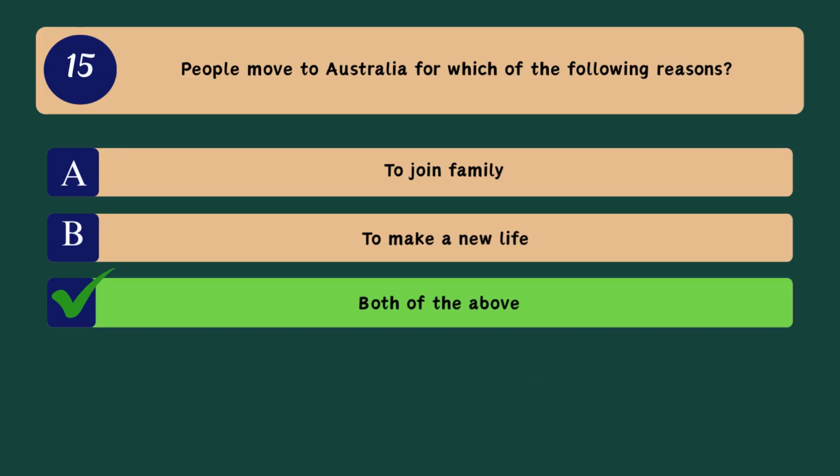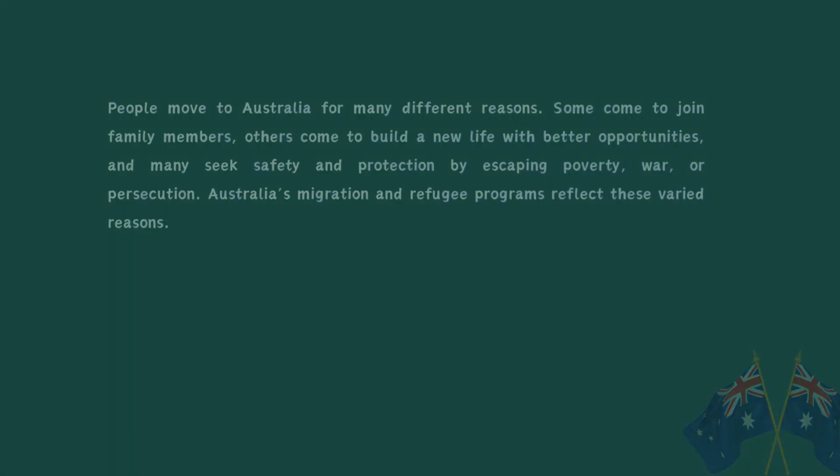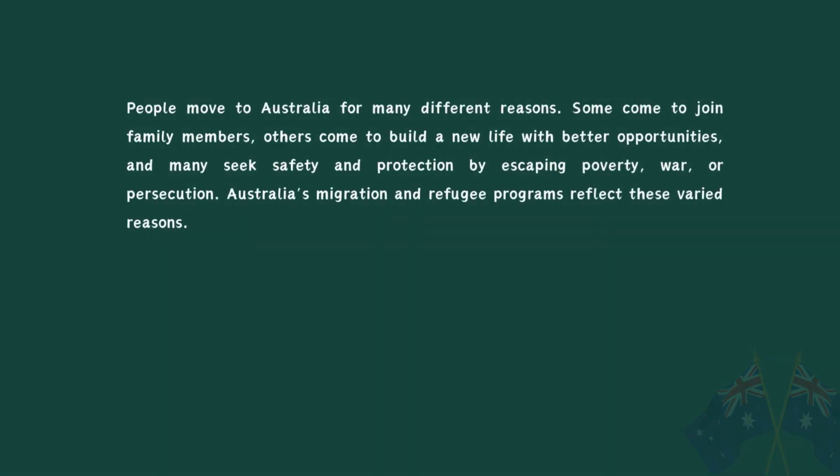Correct answer, C. Both of the above. People move to Australia for many different reasons. Some come to join family members, others come to build a new life with better opportunities, and many seek safety and protection by escaping poverty, war, or persecution. Australia's migration and refugee programs reflect these varied reasons.